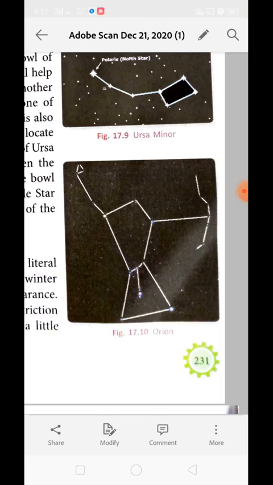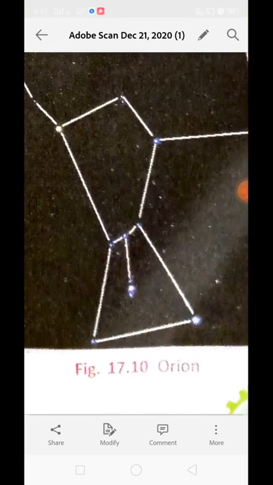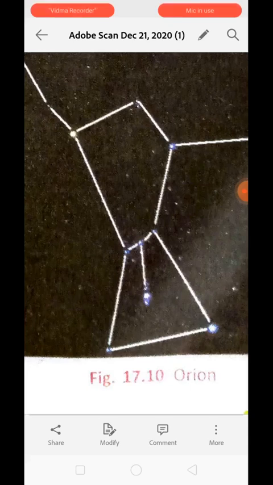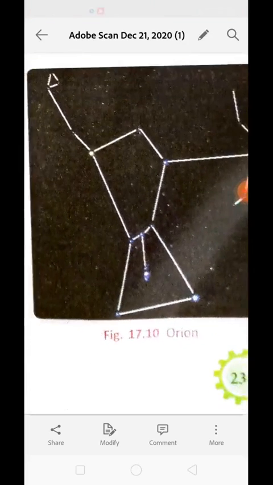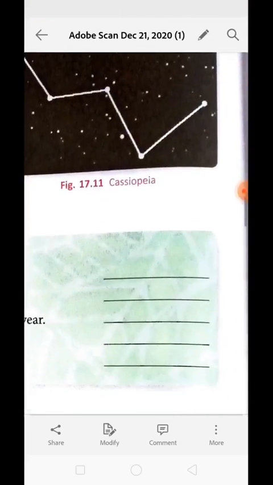We can easily see the 3 stars at the narrow construction in the center of the constellation, and if we look a little ahead in the straight line direction of these 3 stars, you will be able to reach one of the brightest stars in the night sky, named Sirius. The star Sirius is toward the east of the constellation Orion. Understood? Now, next is Cassiopeia.